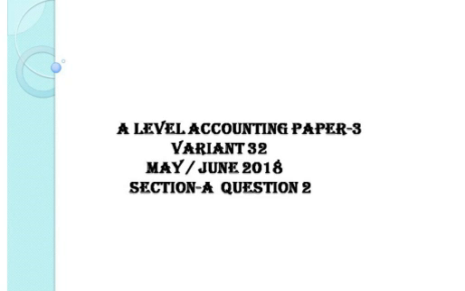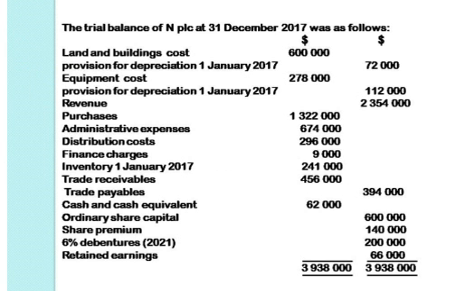Based on the request of a subscriber, we are going to do a question from paper 3, variant 32, May-June 2018, section A, question 2, which is based on company accounts. So let's start. In the question, we have a trial balance for NPLC for the year ended 31st December 2017.